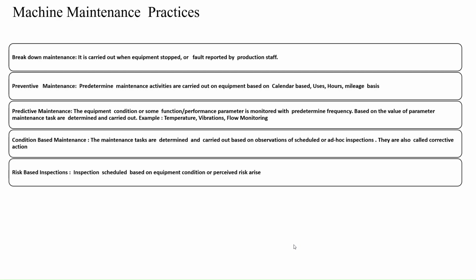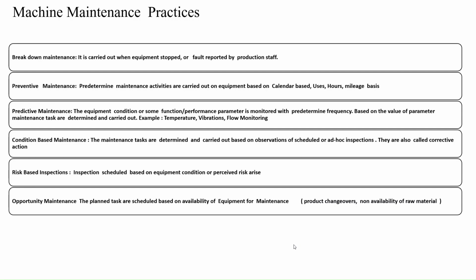This approach prioritizes inspections based on criticality, ensuring resources are allocated efficiently to high-risk components. Opportunity maintenance. Maintenance tasks are strategically planned and scheduled based on the availability of equipment, taking advantage of production downtimes, product changeovers, or temporary unavailability of raw materials.